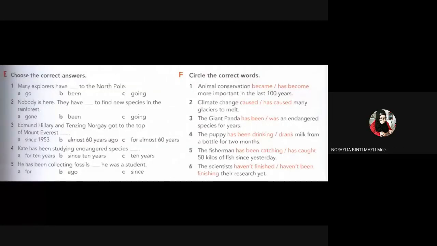Okay, now choose the correct answers. Okay, so you have number 1 pula. You have E and F. So for E, you have to choose the correct answers. For F, you have to circle the correct words. Now tell me, do you want to do this on your own? Let me give you 5 minutes or do you want to discuss the answers already?